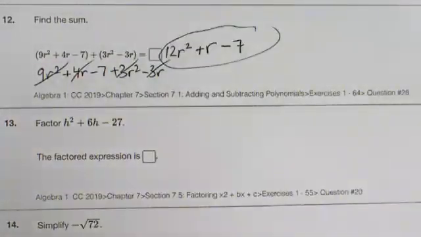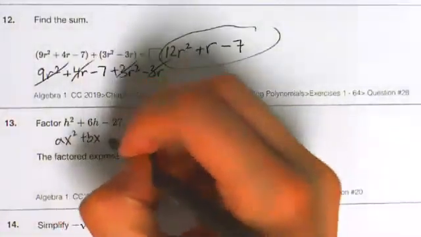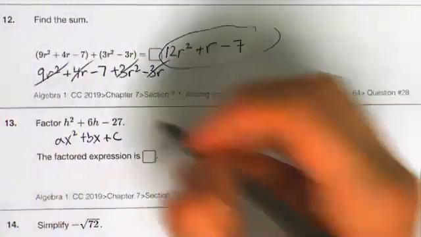All right, 13. This should give you flashbacks to chapter 7 because it's a factoring problem. We need to factor h squared plus 6h minus 27. And in order to factor it, we need to compare this to the standard form of a quadratic. Our standard form is ax squared plus bx plus c, and we need to figure out our a, b, and c.